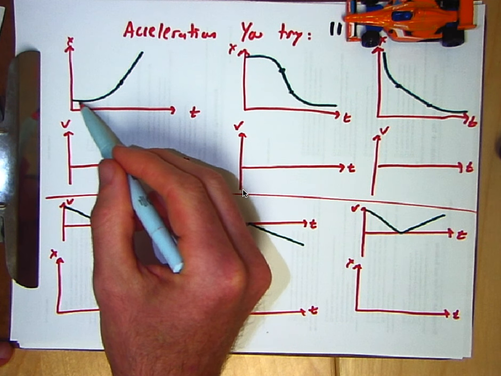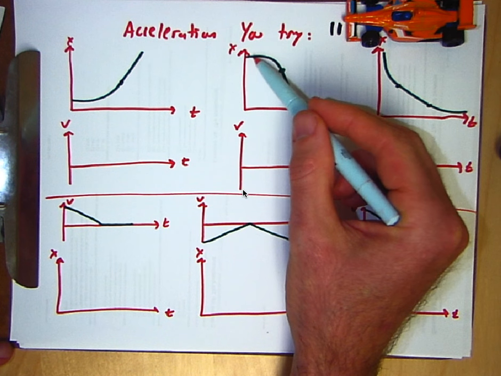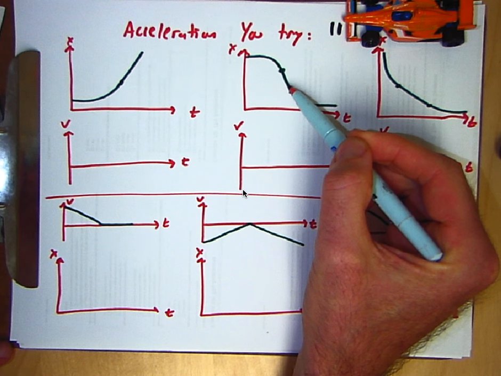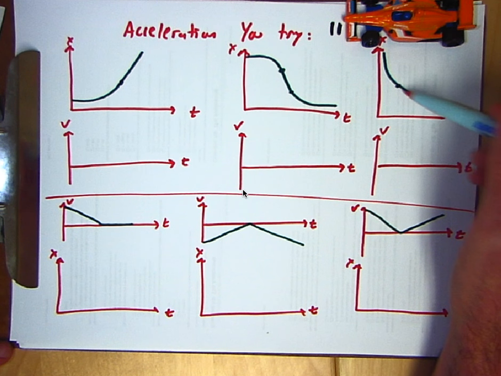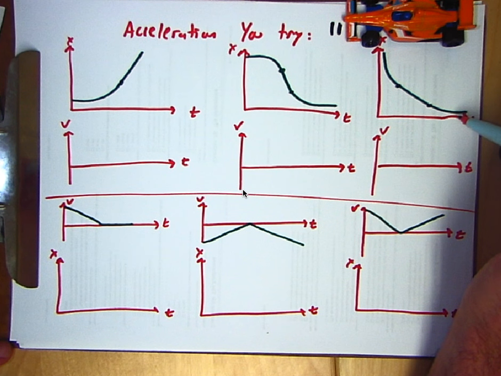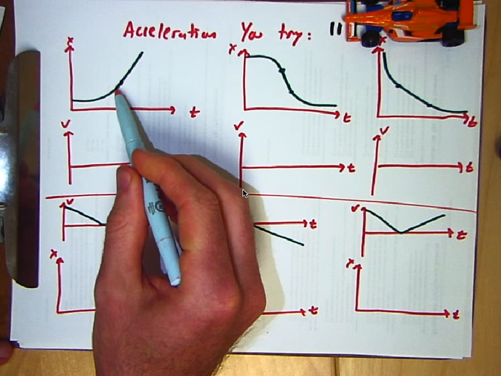I'm getting some acceleration here, and then I'm getting a constant speed as this goes on. I'm getting some acceleration, a constant speed, and then some more acceleration. Here I'm accelerating, constant speed, and then some more acceleration. Notice how I never say deceleration. It's always acceleration. So let's look at this part of this graph right here.